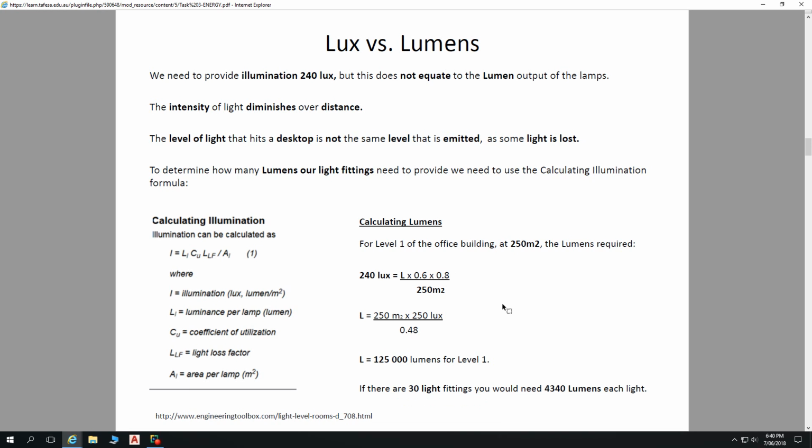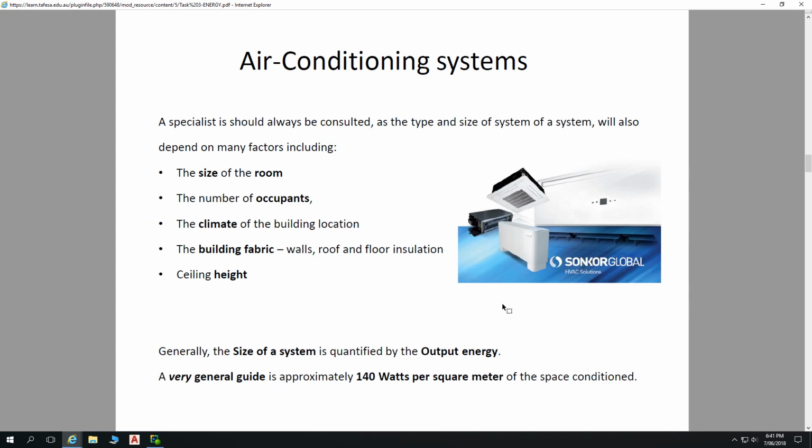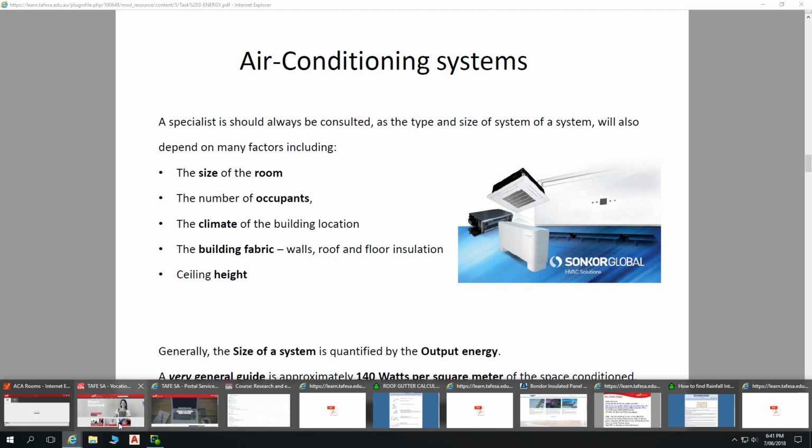So then, to achieve that 125,000 lumens, we have to think about our number of light fittings and how we can achieve those lumens per light fitting. So then we have a look at our various different light globe scenarios, see what lumens they produce, and then divide our 125,000 by those to see how many fittings we will need. So we'll go from there to our energy calculator.